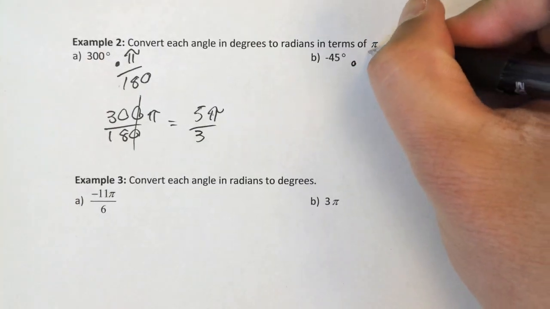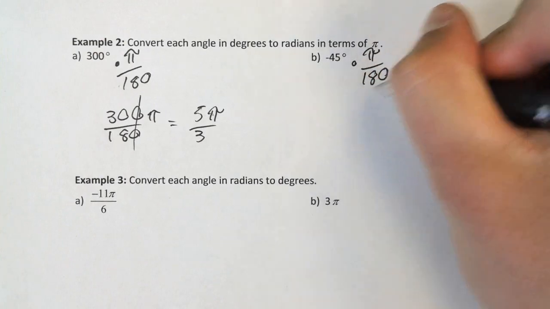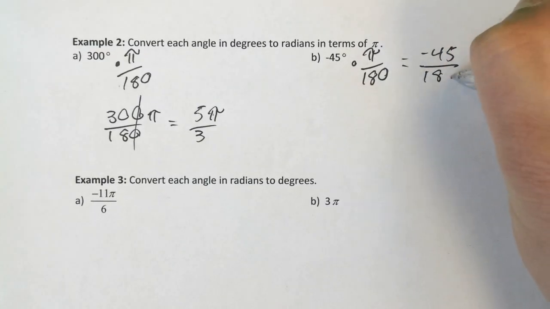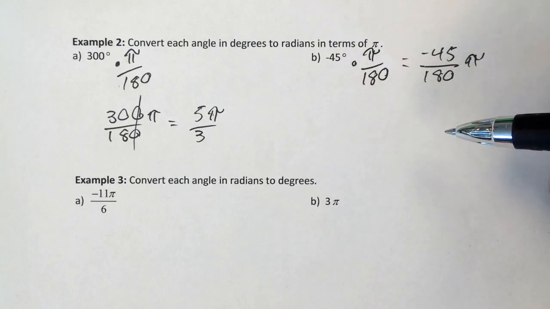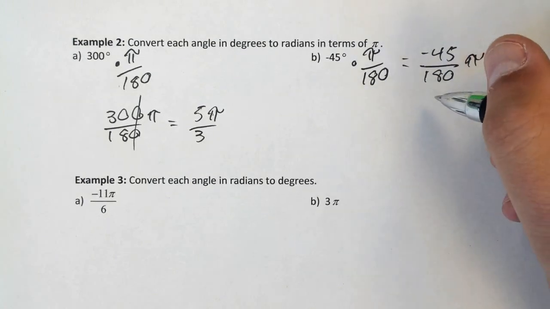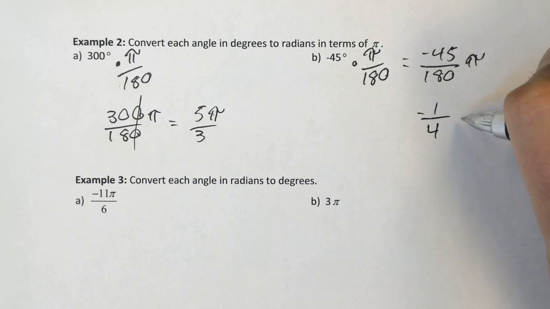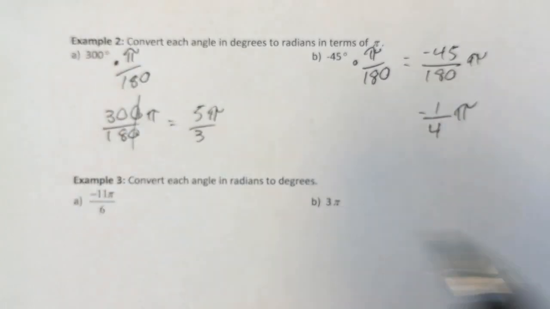Negative 45, I'm going to need to multiply times pi over 180. That gives me negative 45 over 180 pi. I can simplify. When I divide through, I end up with negative 1 over 4 pi. I can divide both of them by 45. Don't lose your negative along the way.